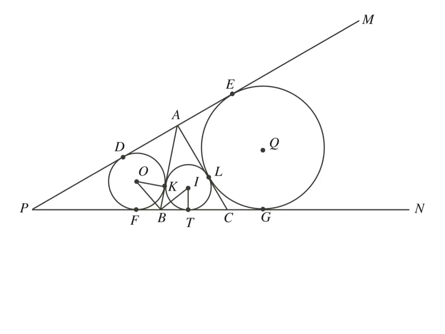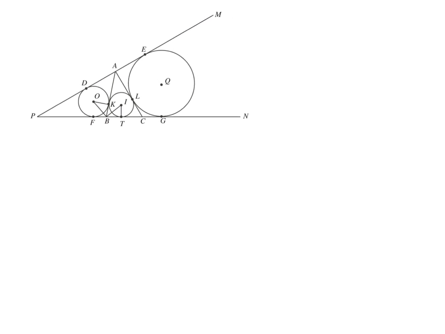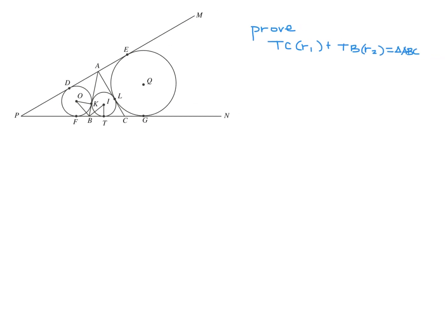So here's the big diagram, and we will refer to this diagram throughout this question. So first and foremost, let's just write what it is that we're trying to prove. We are trying to prove that TC times R1 plus TB times R2 is equal to the area of triangle ABC. So triangle ABC, and that is what we have to prove in this question.